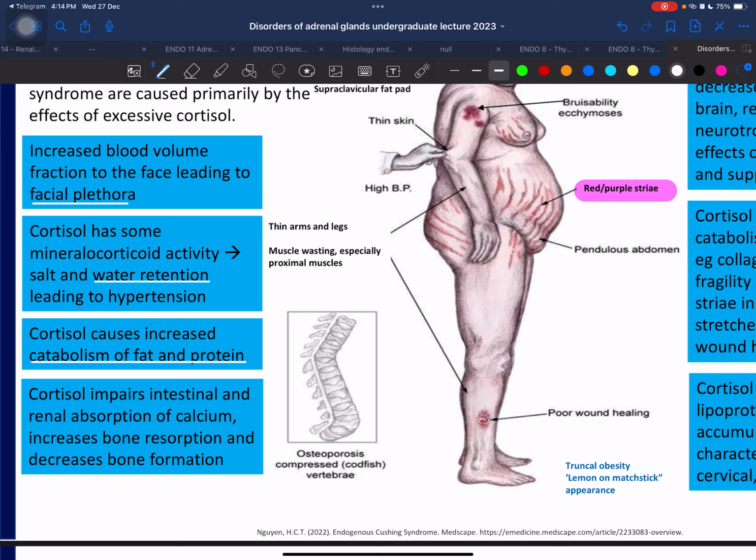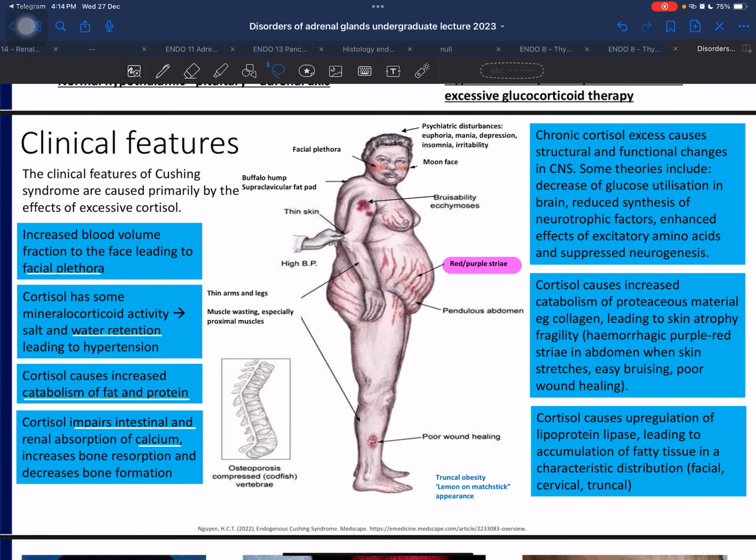Over this side, long-term effects can actually cause structural and functional changes in the central nervous system. So they might have a higher risk of getting depression and things like that. These are just a few theories that have been published. Cortisol also causes increased catabolism of proteinaceous material, which is somewhat similar to this. So you have all these red purple striae on the torso. Very classical.